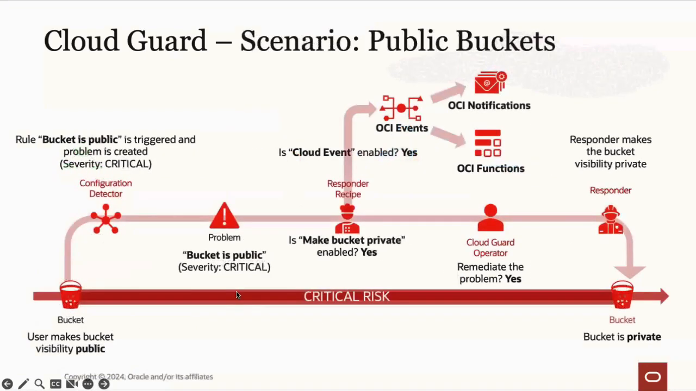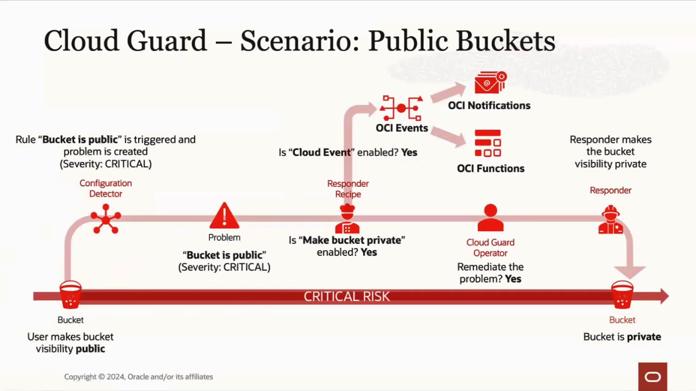Right, so let's say in our MuShop application, someone goes in and makes that object storage bucket visibility public. From there, this sets off the rule that the bucket is public. And we can see right here, this is a severity level critical problem. And from there, you would have two different routes for solving.